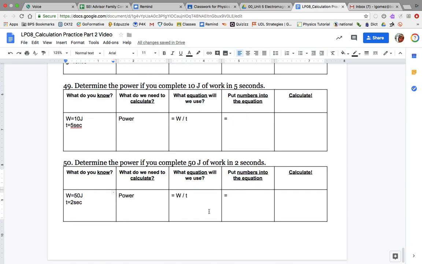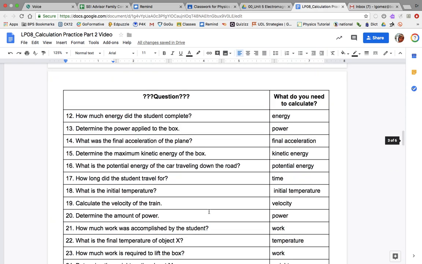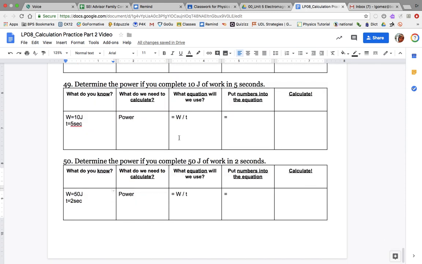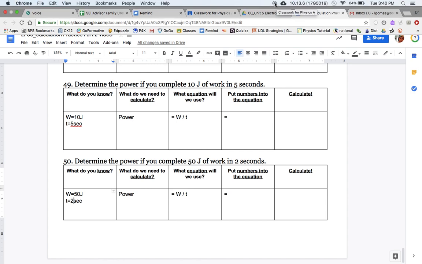All right, so get this done, and I want you to just go through, complete 1 through 50. It's not as bad as it seems. These calculations are ones you've done before. Okay, thanks.